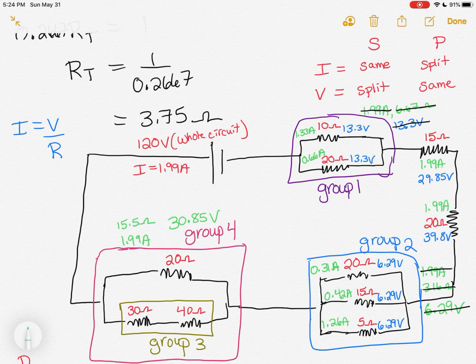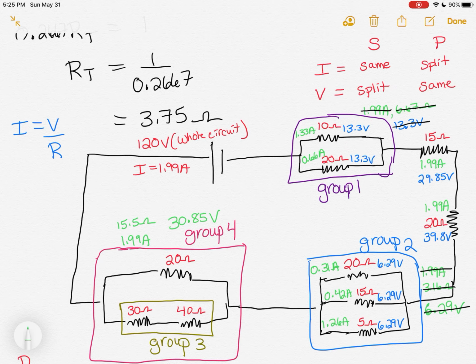Okay, now this section is a little trickier because we have some sections that are in series and some that are in parallel. Okay, so the 20 ohm resistor is in parallel with the 30 and the 40, but the 30 and the 40 are in series with each other. So we're going to start with them being in parallel, and then once we get the 20 ohm resistor, we're going to be able to do the 30 and the 40 in series with each other.